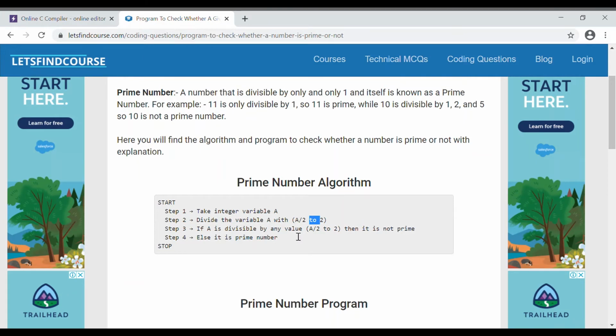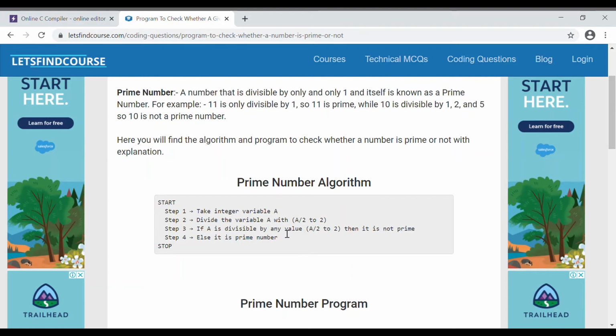I hope you understand that. The algorithm is already mentioned: take an integer, and divide the variable a by 2, which I have explained right now. That is actually a mathematical concept. I always try to convey to everyone that please learn mathematics for better programming concepts. If you want to be a good programmer, then you should have a good command over mathematics. So we have checked divisibility between 2 and the number divided by 2.